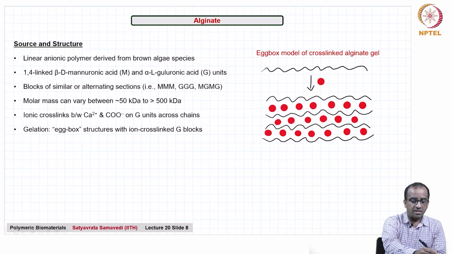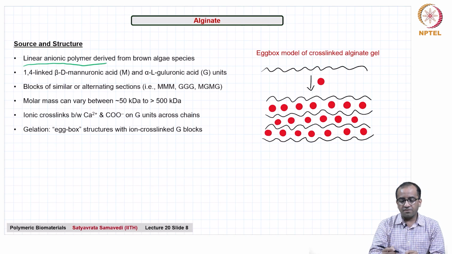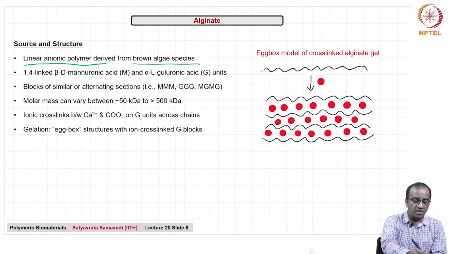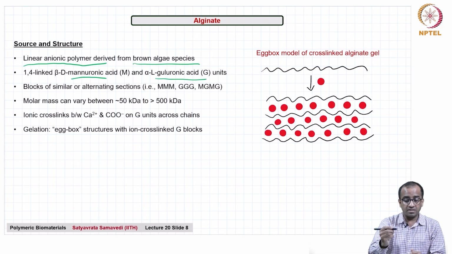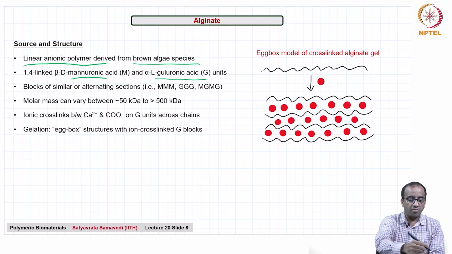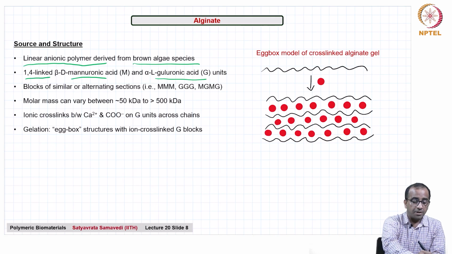Alginate is a linear anionic polymer derived from brown algae. So you see, all of these are naturally derived polymers, cellulose from cell walls of trees, plants, etc. As we saw, exoskeletons of crustaceans for chitosan, and now brown algae, which is the source for alginate. And alginate has two different types of monomers that are present. One is the mannuronic acid, the other is the guluronic acid, which are usually abbreviated as the M and the G units, and it's a 1,4 linkage between a beta D mannuronic acid and an alpha L guluronic acid.